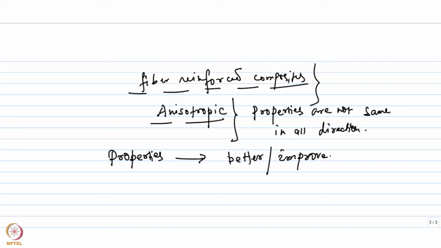So the objective here is to improve the properties. For example, when you talk about aluminium based composite materials, we look to increase the hardness and the strength of aluminium. So the properties should be a combination of both the phases, the matrix as well as the reinforcement.